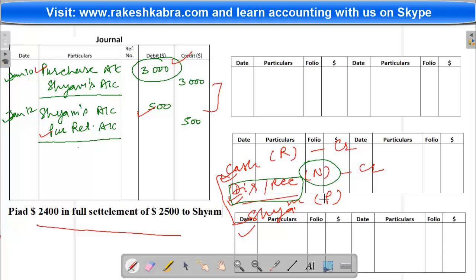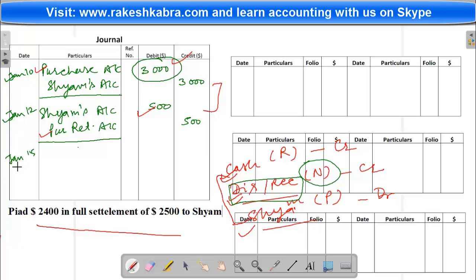And Shyam is a personal account. Shyam is a personal account, and he is getting the money. We are paying him. He is the receiver. So debit the receiver. Now see the entry. So first I will record the debit item, and suppose this transaction took place on January 15.